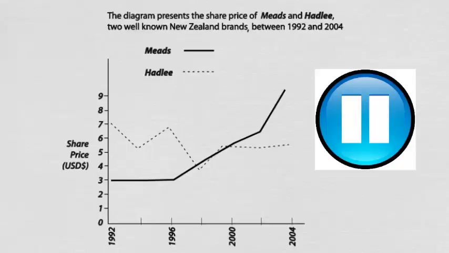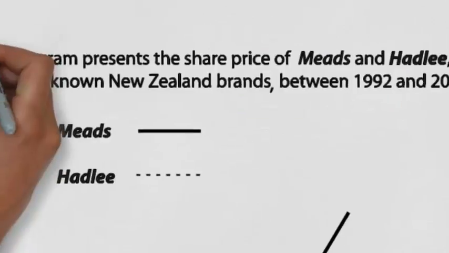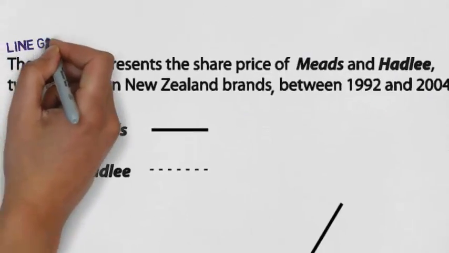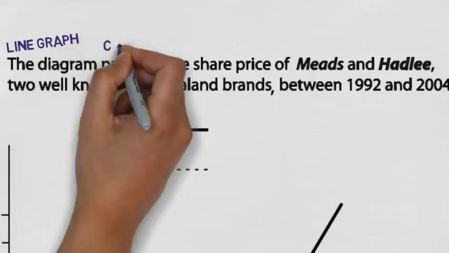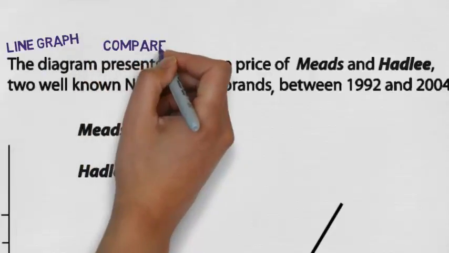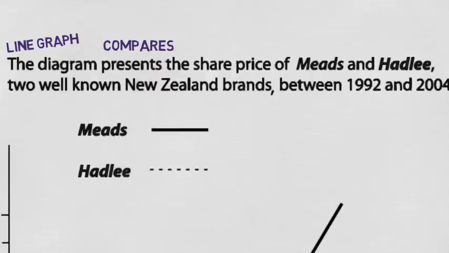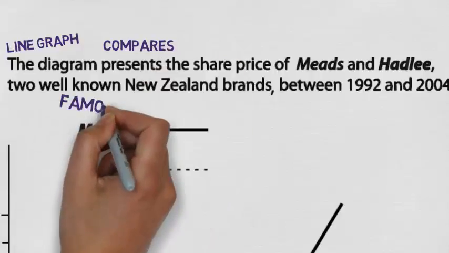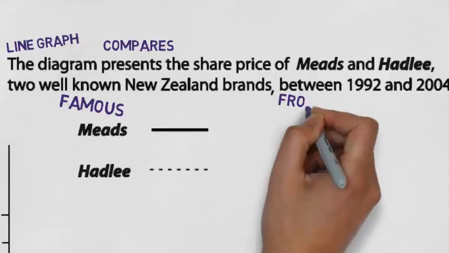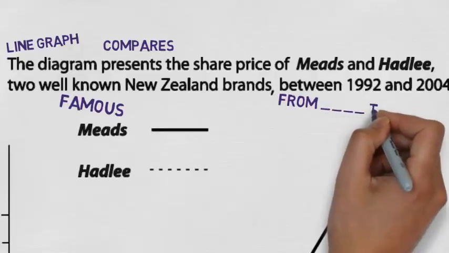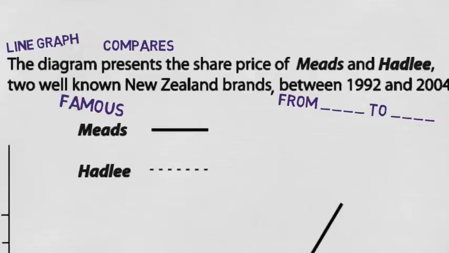Consider the key data and what you need to think about in the line graph as you're looking at it there. We'll now switch and have a look at the heading. So we're wanting to notice keywords that are coming up here. We've got this word presents and we're going to switch to compares. The diagram became line graph. Well known, we could use the word famous. Instead of between, we can say from and to.